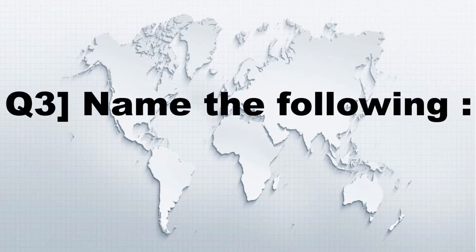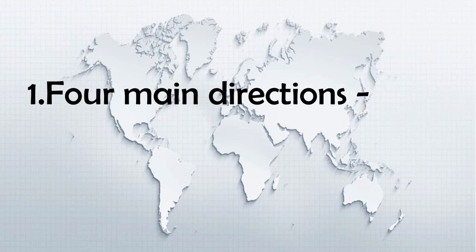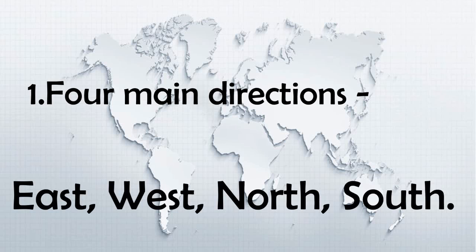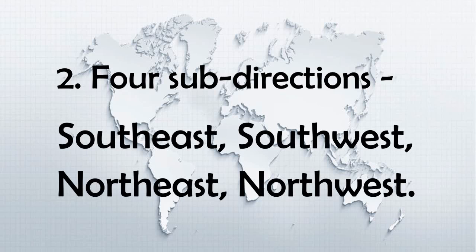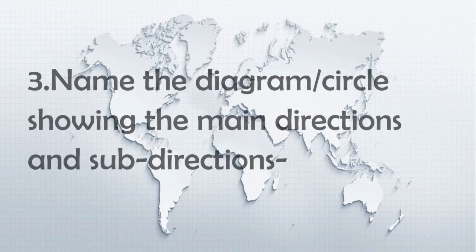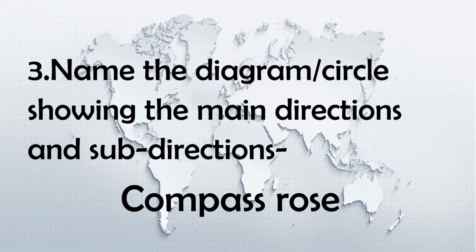So students, let us see the name the following of the chapter. 4 main directions: east, west, north, south. 4 subdirections: southeast, southwest, northeast, northwest. Name the diagram or circle showing the main directions and subdirections. Compass rose.